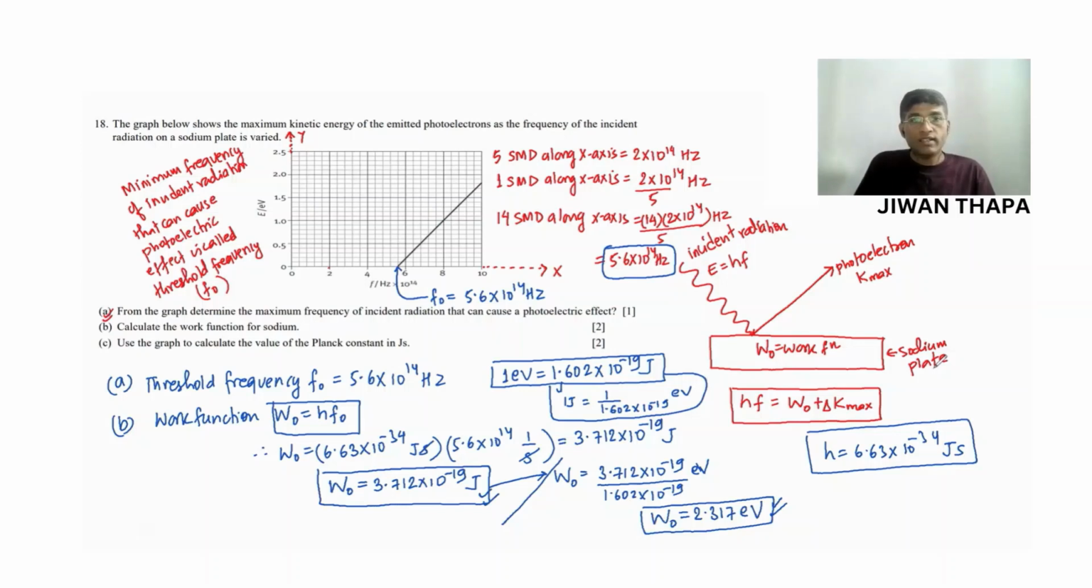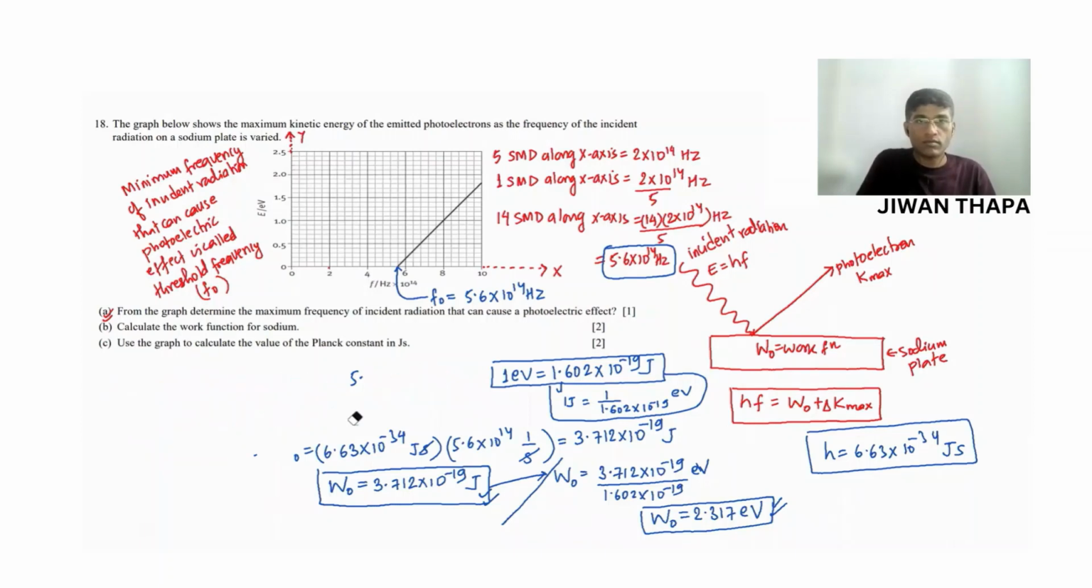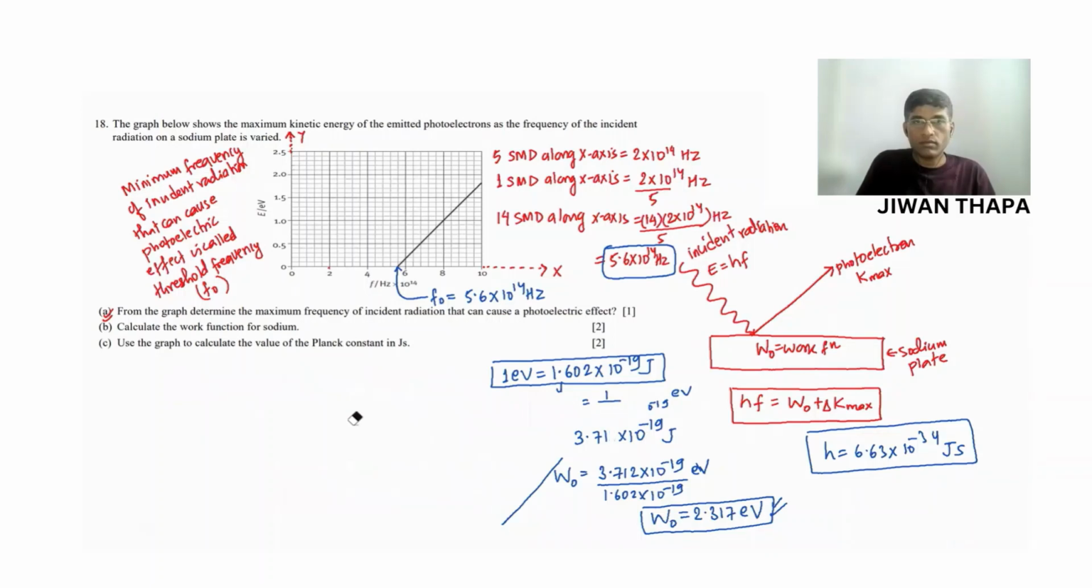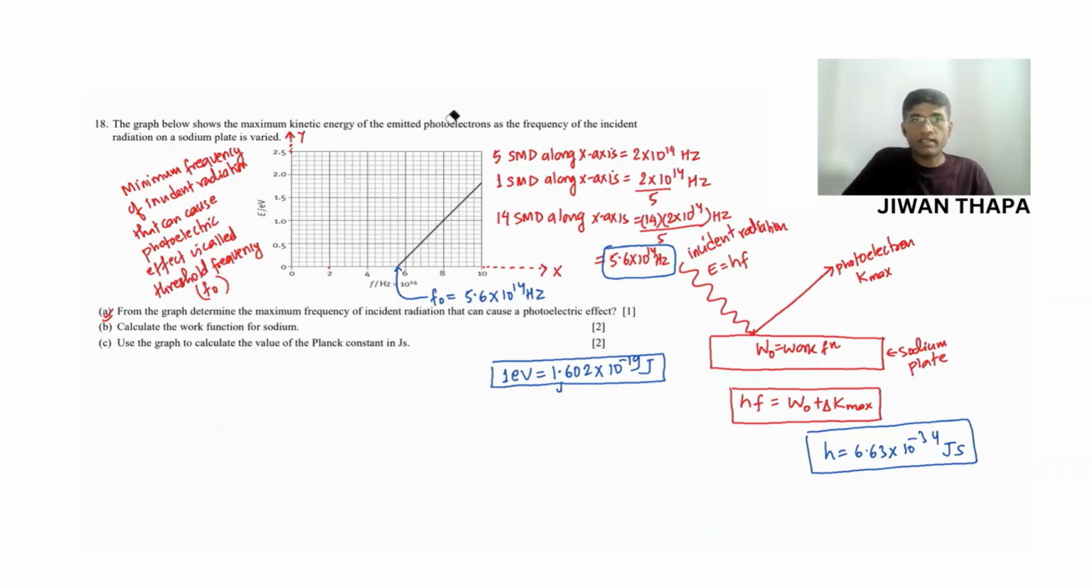Now we are asked to find, use the graph to calculate the value of Planck's constant in joule second. So we need to find it, okay. Now I'm erasing this, okay. And this is the standard value of Planck's constant, okay.